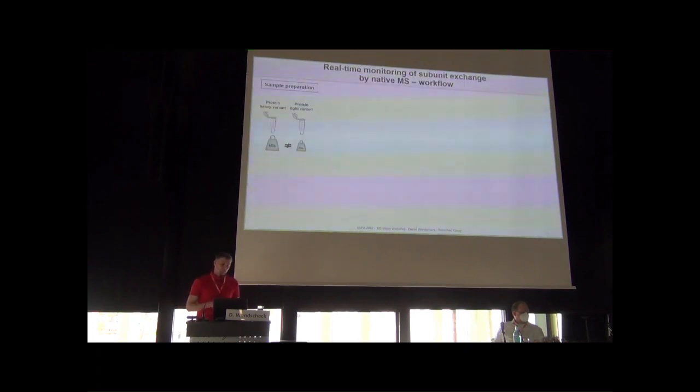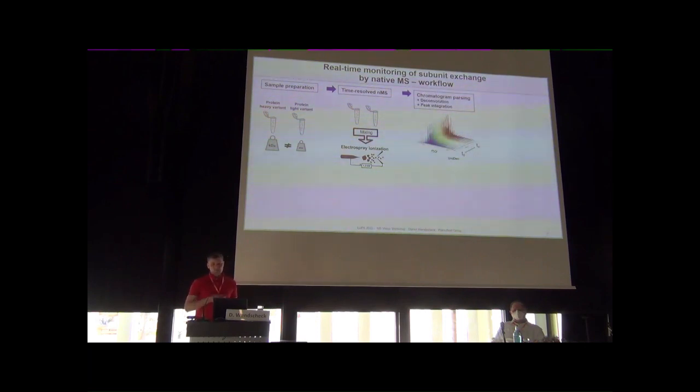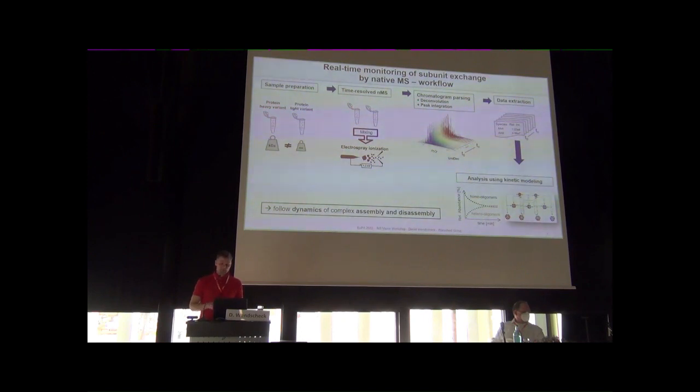To come back to the subunit exchange, I will now show you the general workflow that I'm using. It starts with a sample preparation where we need two mass-different versions of the same protein, a heavy and a light variant. These two versions will be mixed and then directly transferred to the electrospray ionization in the source region. After you acquire your mass spectrum, you then have to perform chromatogram parsing. For this I'm using UniDec. After the chromatogram parsing, you can do a data extraction.